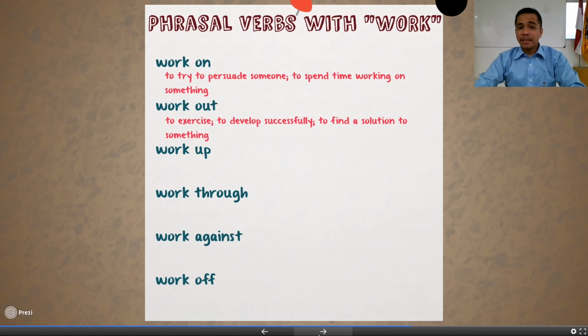And lastly, work out could also mean to find a solution to something. Like, in order for you to get a girlfriend, you need to work out a very good plan.